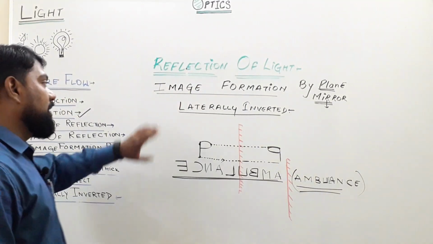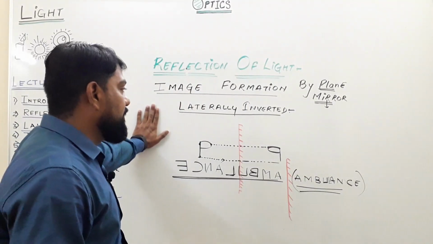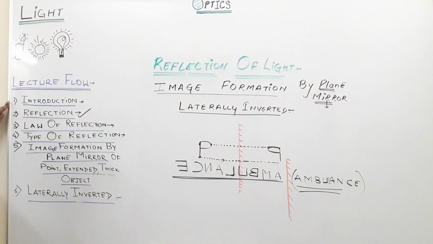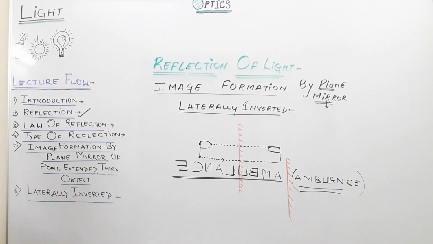So this is all about today's lecture, in which we have discussed the introduction of light, reflection of light, the law of reflection, types of reflection, image formation by plane mirror for a point, extended or thick object, and lateral inversion and its meaning.